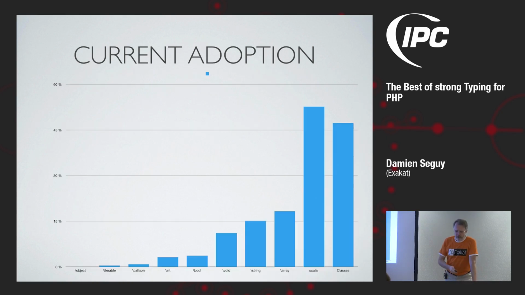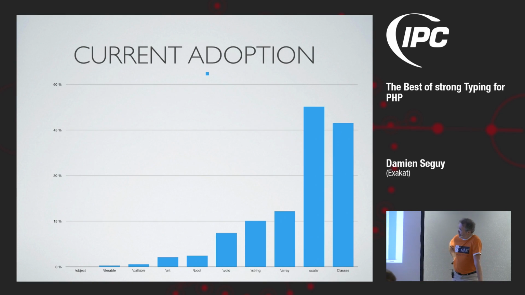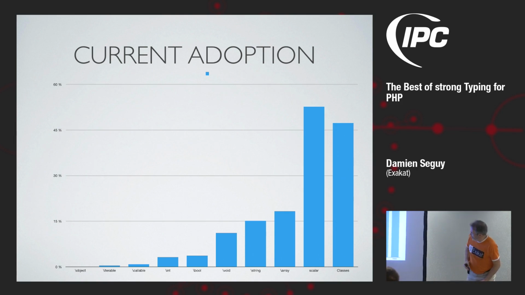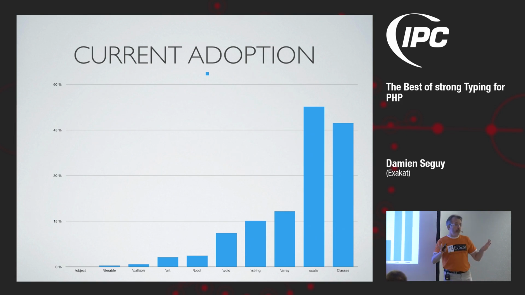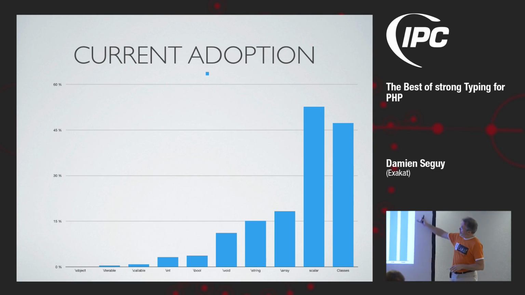The other thing that I find interesting in stats is this breakdown. So the different types of type hints, can you read that? Yeah. The different types of type hints have been gathered here. Classes is covering everything like classes and interfaces. Okay, and you can see that basically half the projects are using those kinds of typing.